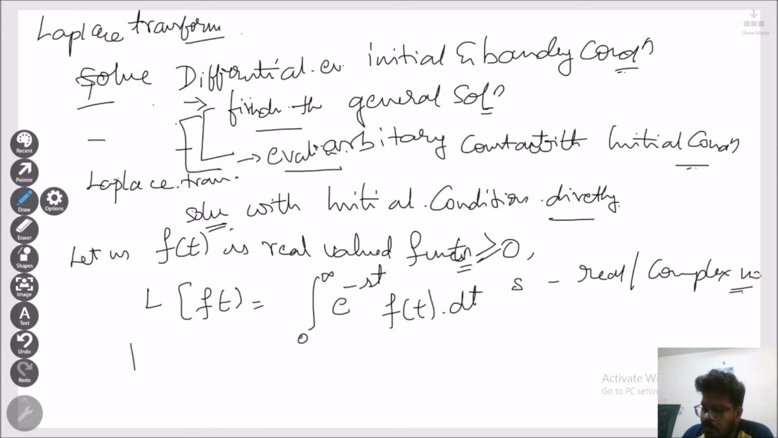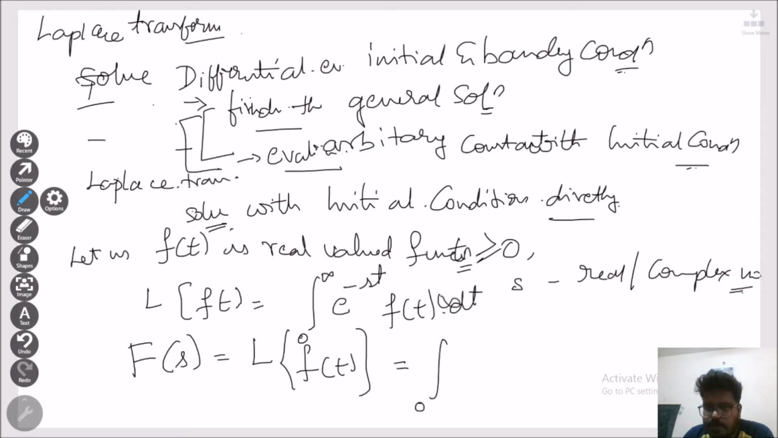In general, we can write it as capital F of s is equal to Laplace transformation of f of t is equal to integration from 0 to infinity e to the power of minus st into f of t dt. Now let's see the properties of Laplace transform.